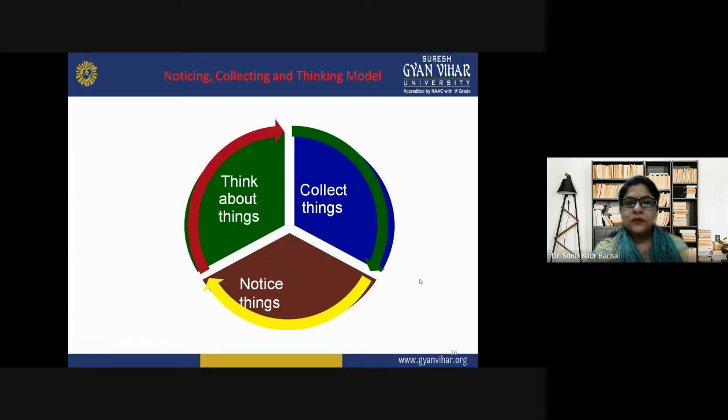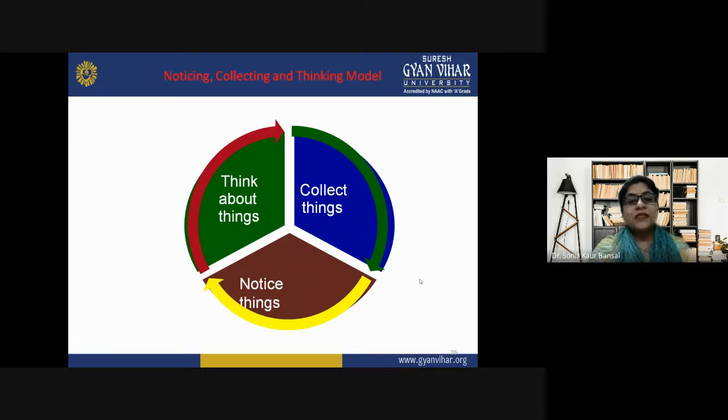Noticing, collecting and thinking model. So notice things. If you are talking about qualitative type of data, you must notice things. You must see the things minutely, observe it very carefully. Only then you will be able to make a few ideas and concepts about the particular things.